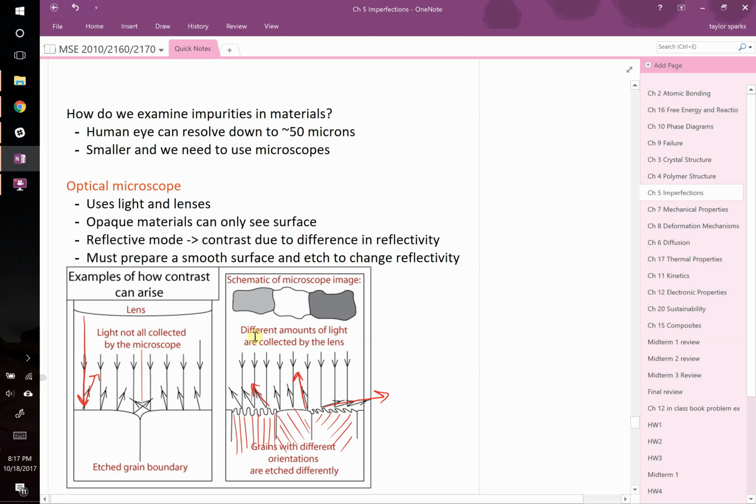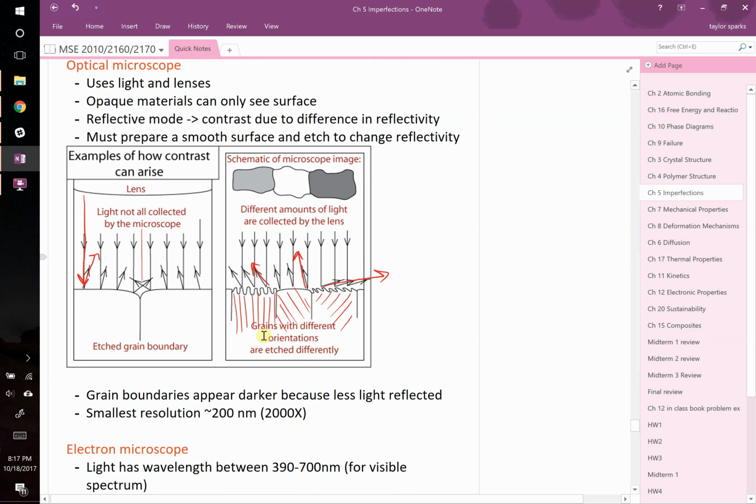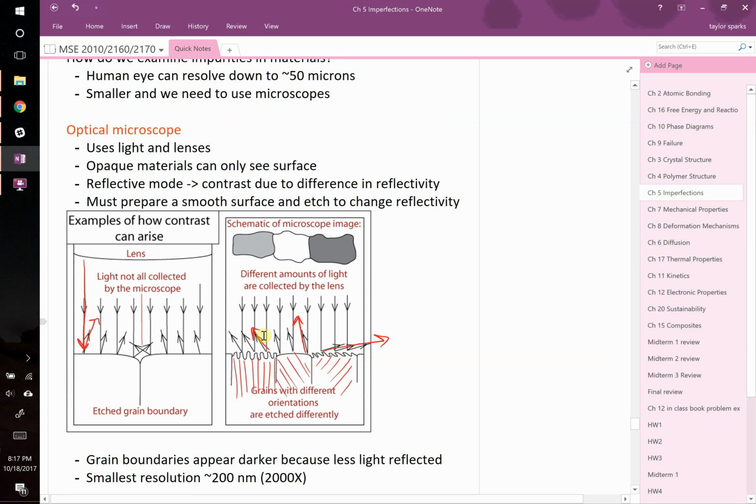And the best way to do this is you can do etching, right? You can etch these things to preferentially form these grooves along certain crystallographic directions. So adding a little bit of acid or something can really make these different grains easy to see. Okay, so with optical microscopy, you're only going to be able to see, at the very best, with the best tools out there, maybe down to 200 nanometers. And that's really a stretch even. And that's about 2000x magnification.